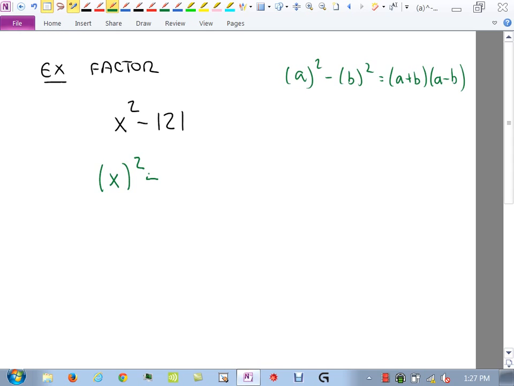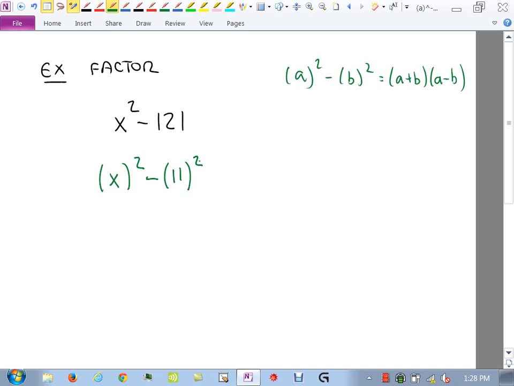Hmm. 11 squared. 11 times 11 is 121. So if you didn't know that, you might have to get on your calculator and try a couple of numbers. So 121 is 11 squared.